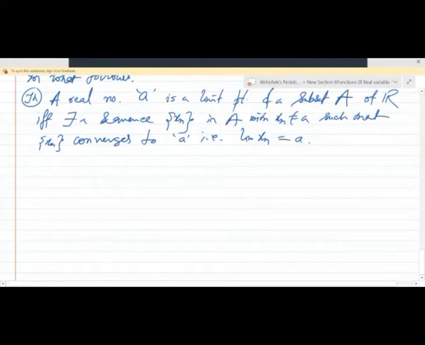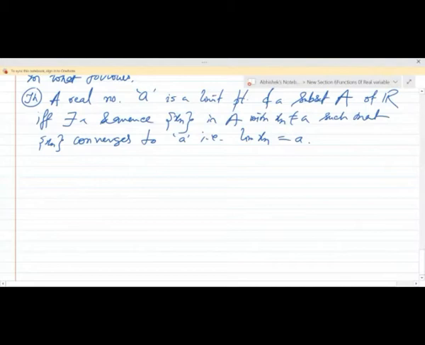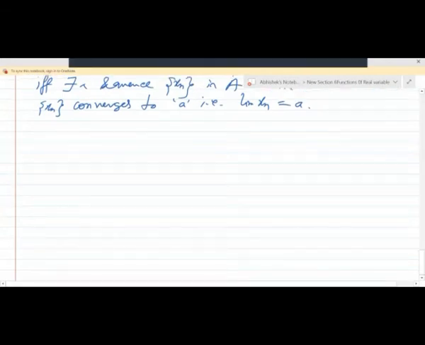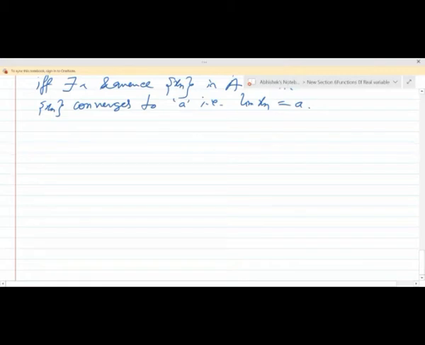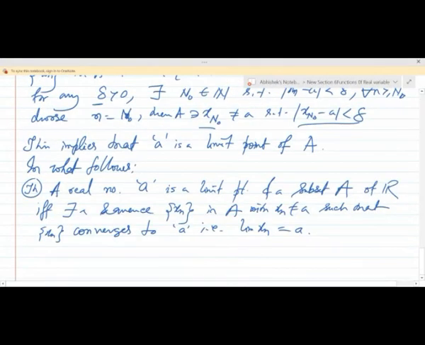For example, we have already seen that the interval 0 1, and any point inside this interval 0 1, are all limit points of the set. Also note that a finite set will have no limit points. What is the reason? Because of this theorem.